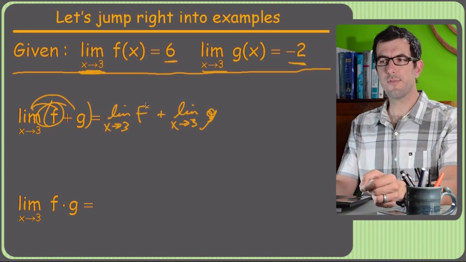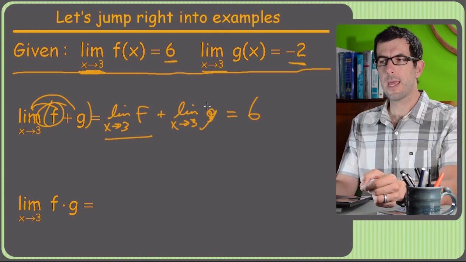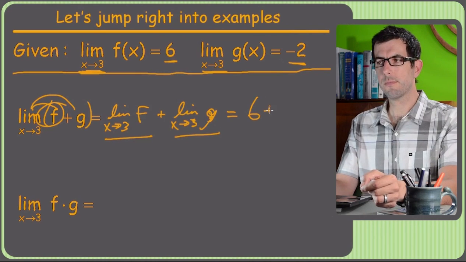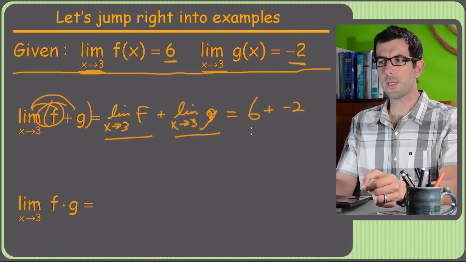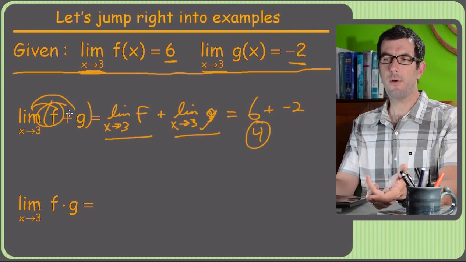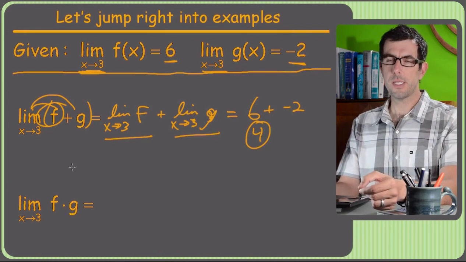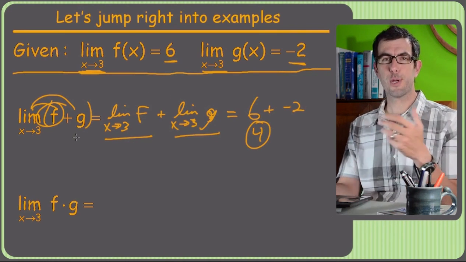Now, you'll notice that each of these is actually what they already gave me. They already told me that the limit as x approaches 3 of f is 6. And they told me that the limit of g approaching 3 is negative 2. So I just get 4. And you'll notice that I could have just gone straight up here and said, oh, f plus g, that's 6 minus 2, is 4.